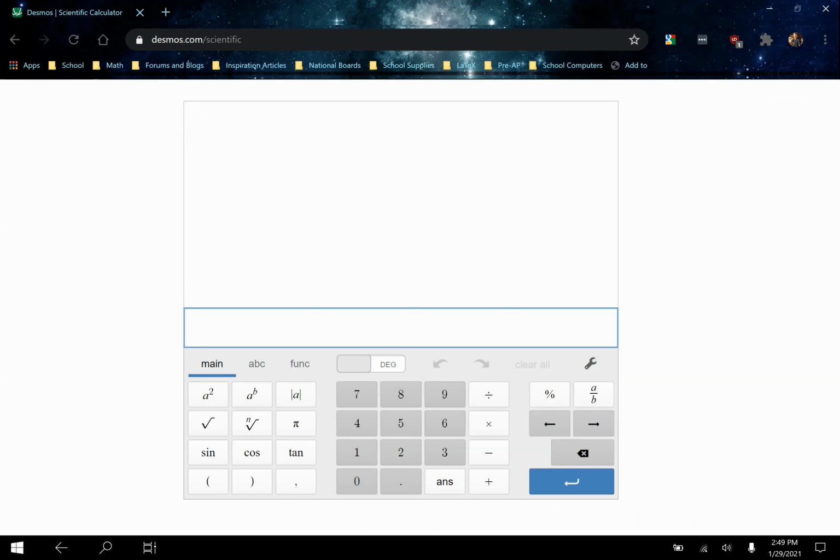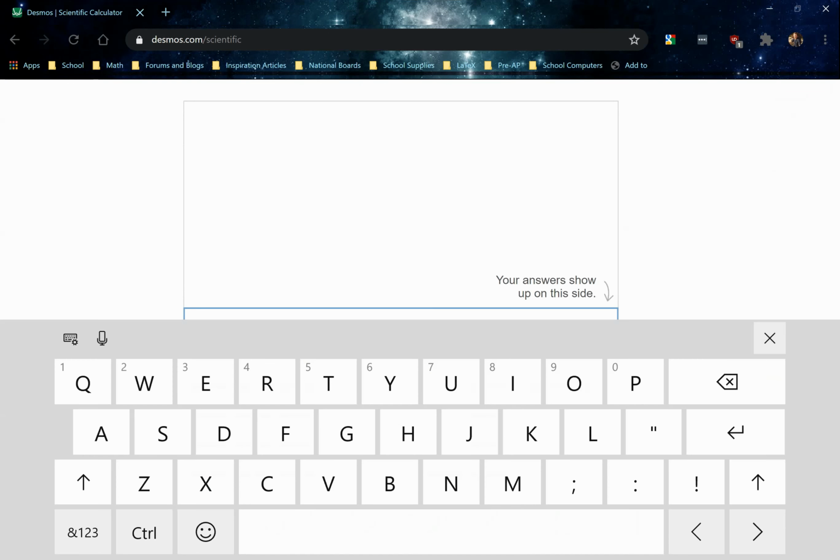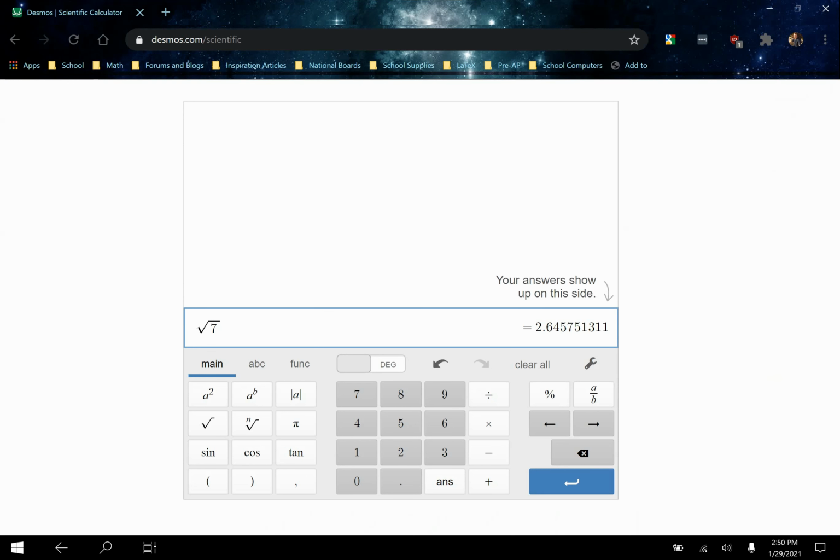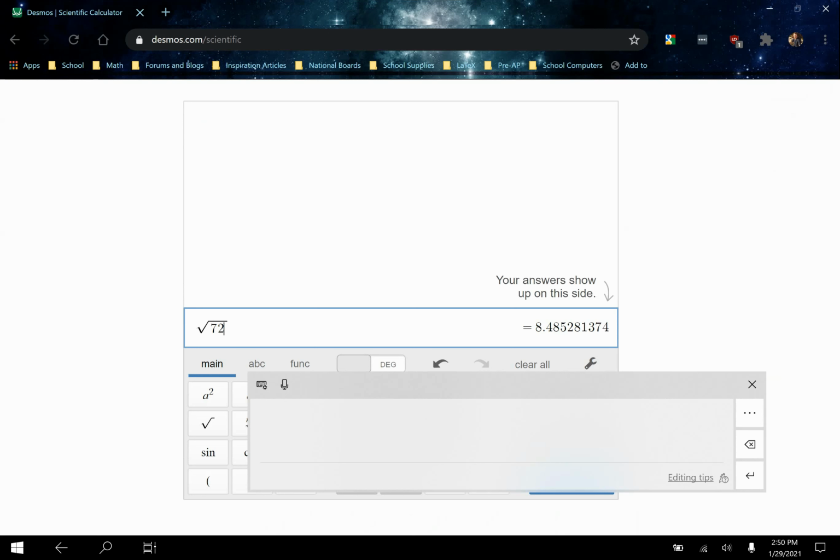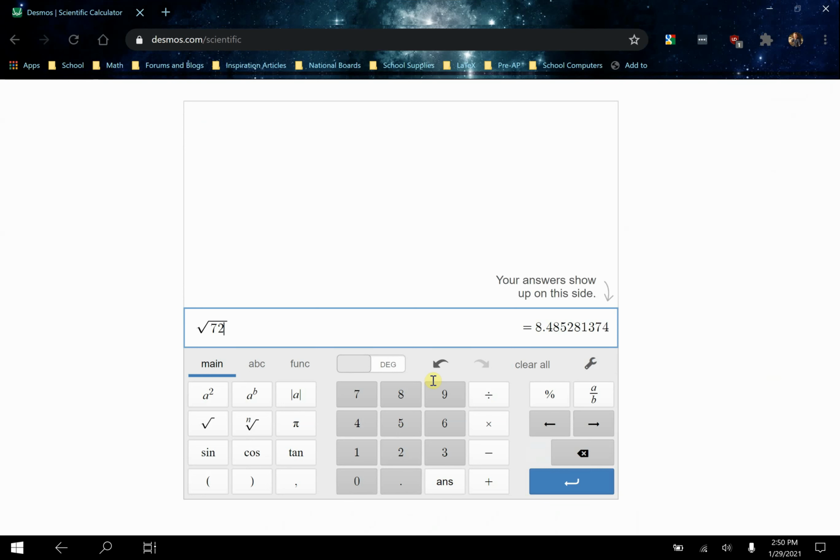And then to do a square root on here, it's pretty easy. Just type in the square root, and then we just go with 72. And then your answers show up on the other side. Square root of 72, 8.485. Oh my gosh, that's a lot of decimals.